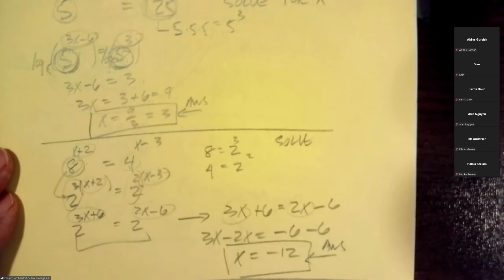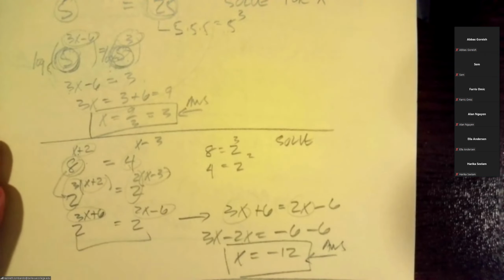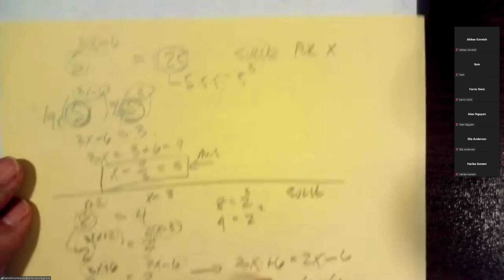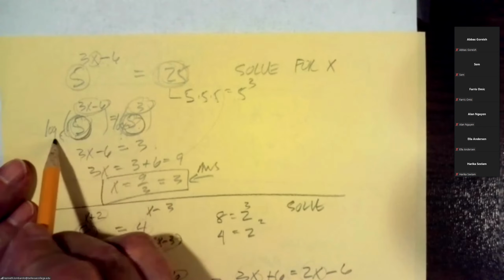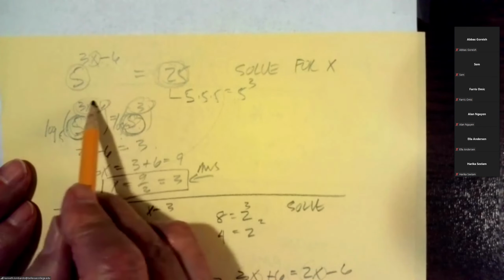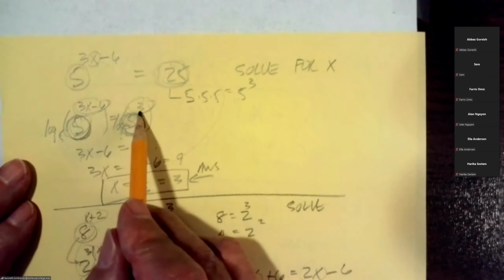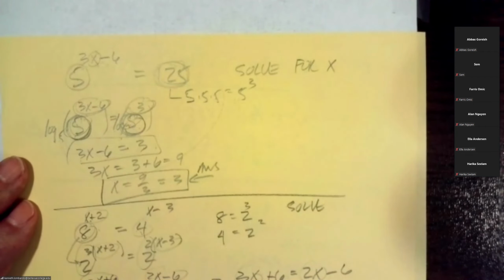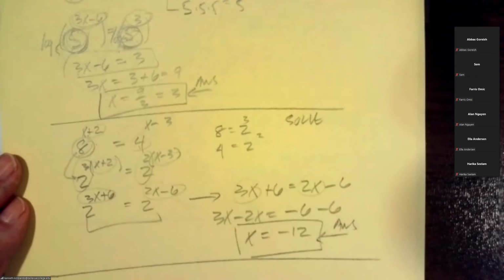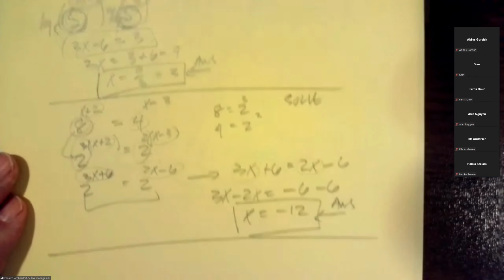For the same question Alan brought up, is it log 5 on both sides you wrote? I just said you could think of it that way. I didn't have to do it, but you could think of it that way. If I took the log base 5 of each side, I would just get 3x minus 6 equals 3, just like I got here. Okay, thank you. Other questions? Okay.